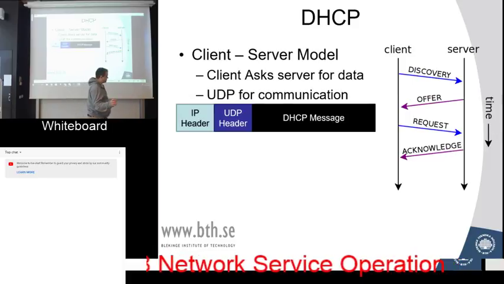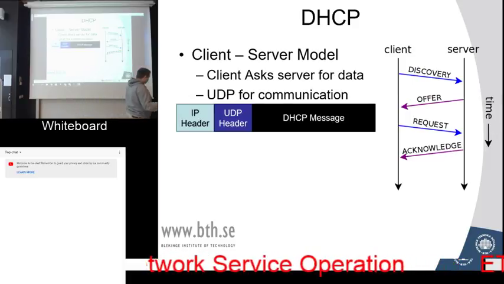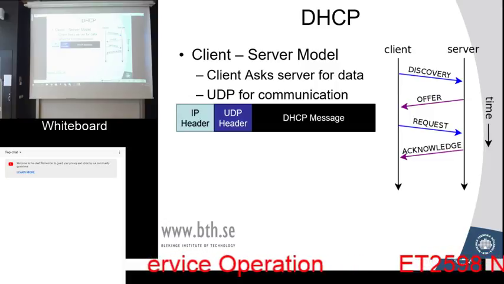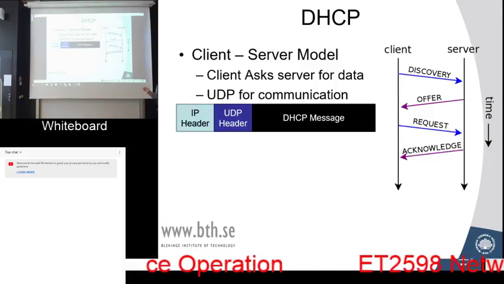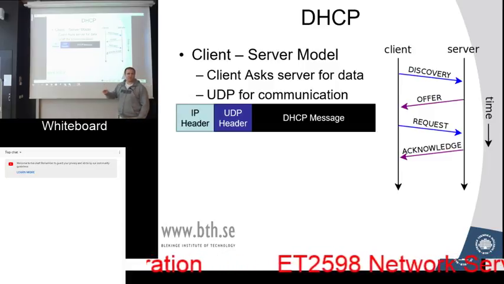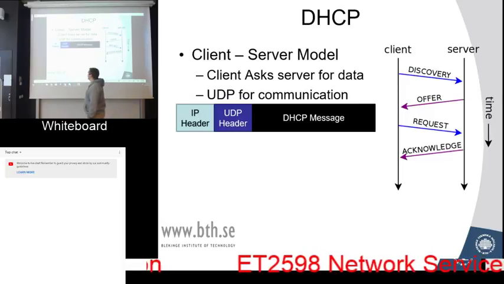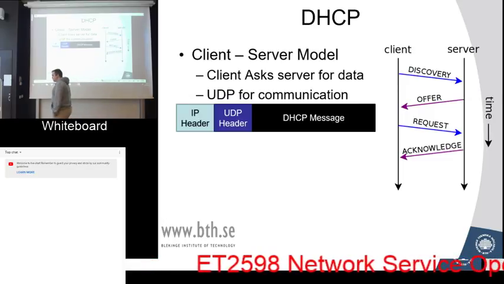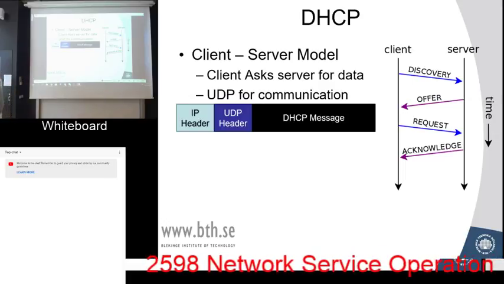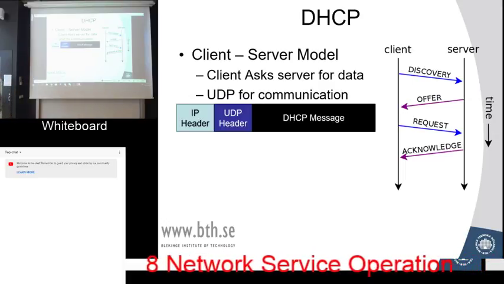BootP has fewer options compared to DHCP. BootP is basically just IP, mask and default route, possibly DNS. That's it. Whereas DHCP can push out a lot more information, and actually has a way of pushing out arbitrary information.